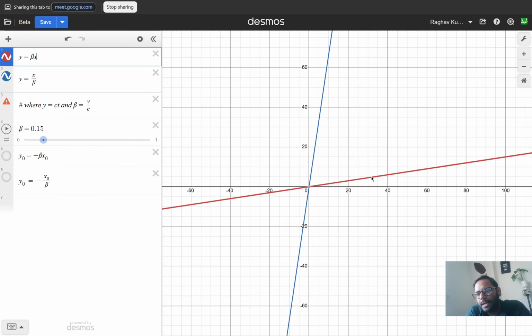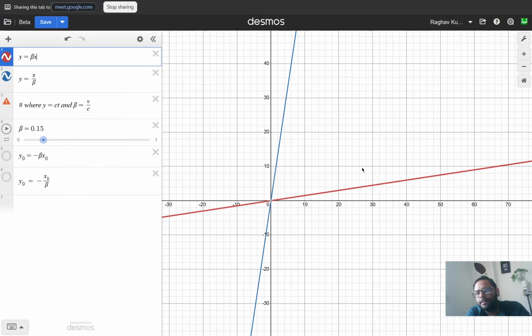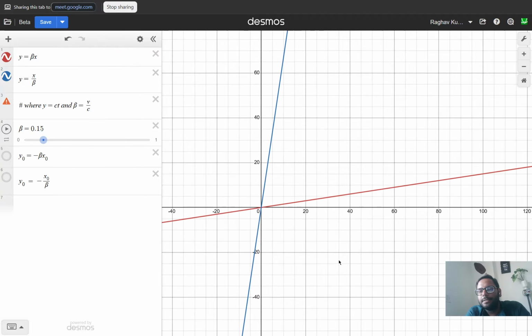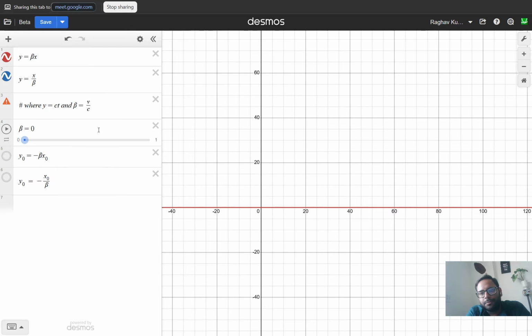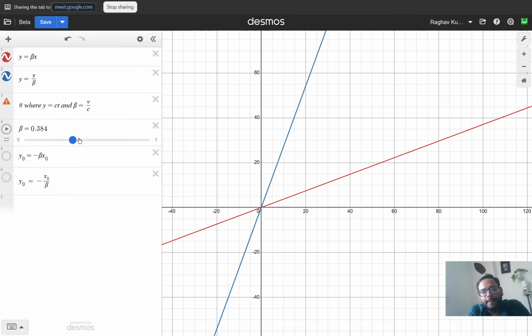In the S prime frame, the x prime axis will be looking like this, and the t prime axis will be looking like this. You can check that when beta equals 0, when there is no velocity, these two frames coincide with our initial S frame. Of course, if the velocity is 0, the S prime frame is not moving at all with respect to the S frame, so the axes should coincide.